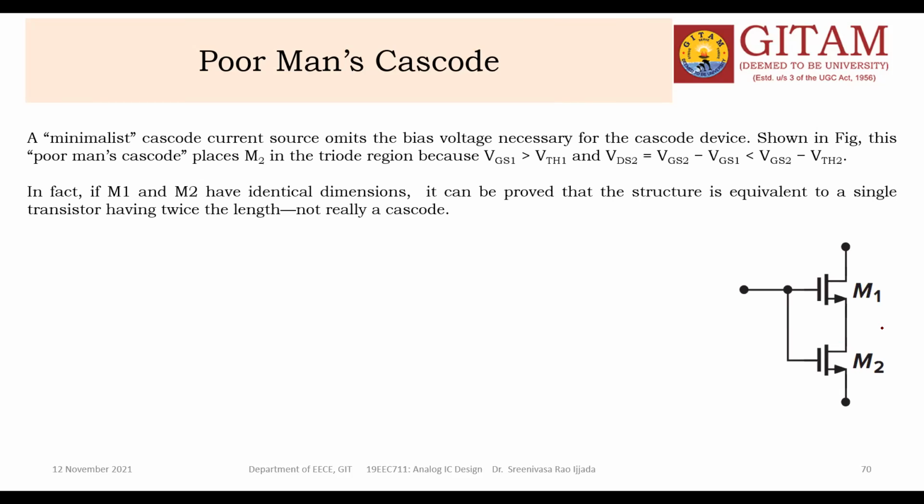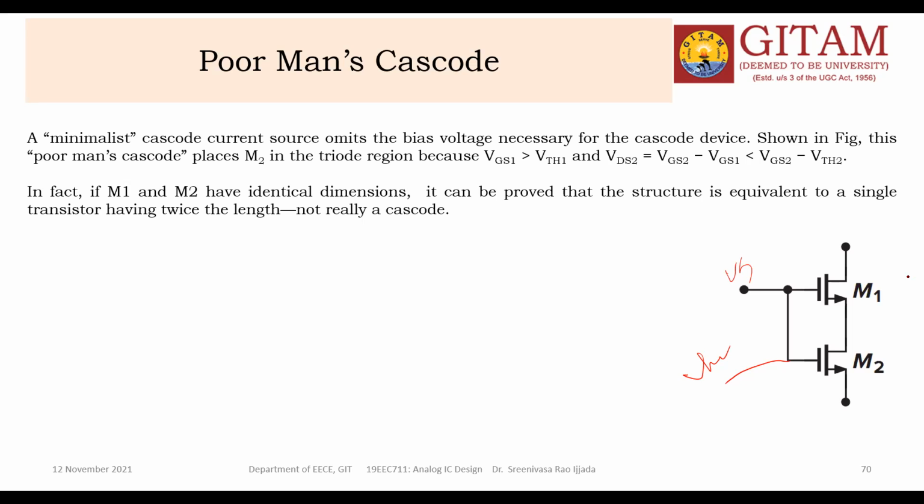We are not keeping it like this, no? We are keeping a fixed voltage here, and the input is applied here. But as I told you, a common man may think it is nothing wrong if I connect like this, because from his point of view he is applying biasing for both the transistors. So read the statement: a minimalist cascode current source omits the bias voltage necessary for the cascode device.